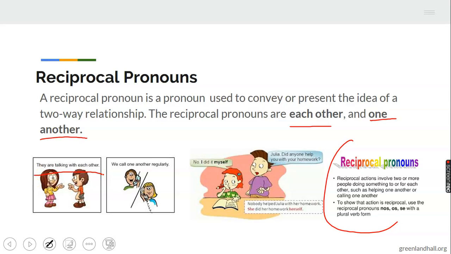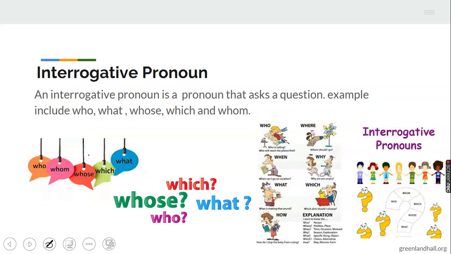They are talking with each other. We call one another regularly. You see, one another here, each other here. Okay, so we are using it to do what? To represent the relationship between two people. Okay, that's what we use reciprocal pronouns for, and they are just one another and each other.